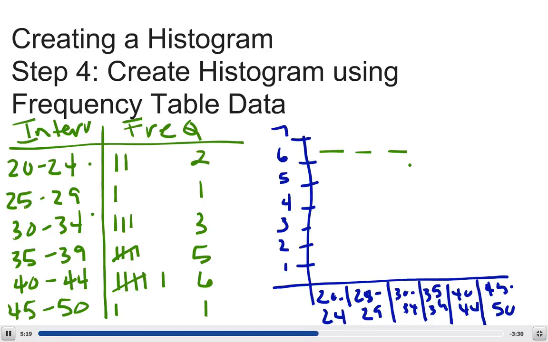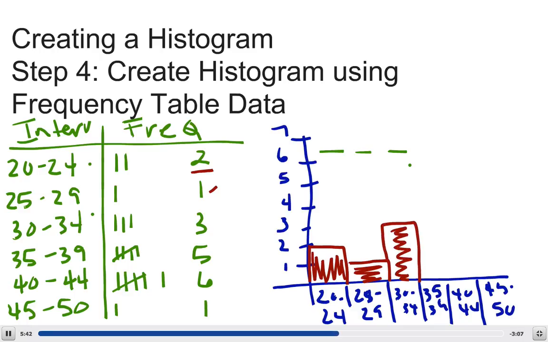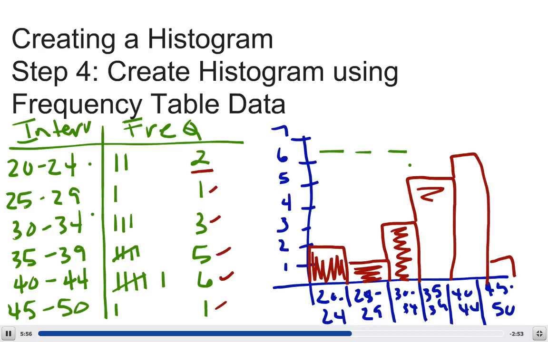Now it's a matter of just drawing my bars to match my frequencies. For 20 to 24, I have 2, so I come up and make the bar, and then 25 to 29 is 1. Then 30 to 34 is at 3, 35 to 39 is 5, 40 to 44 is 6, and 45 to 50 is 1. And there is my histogram.